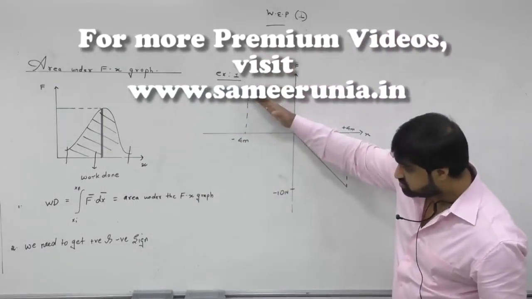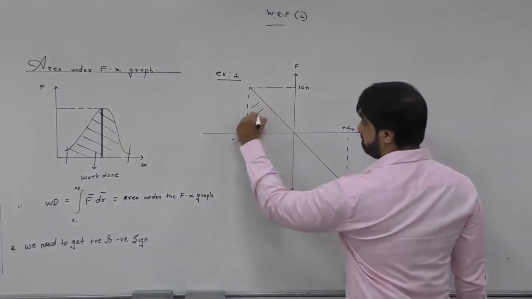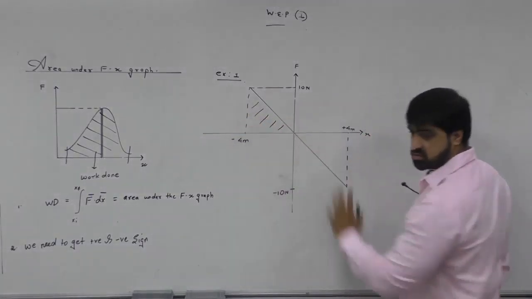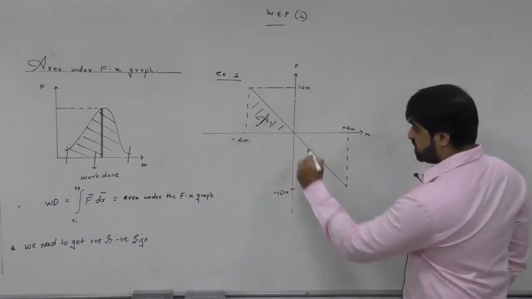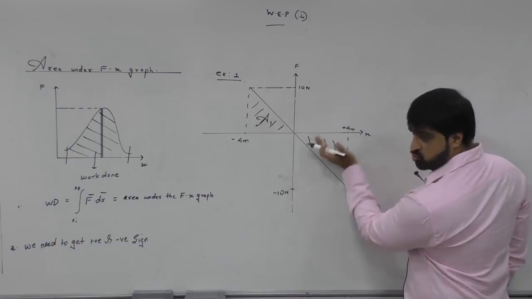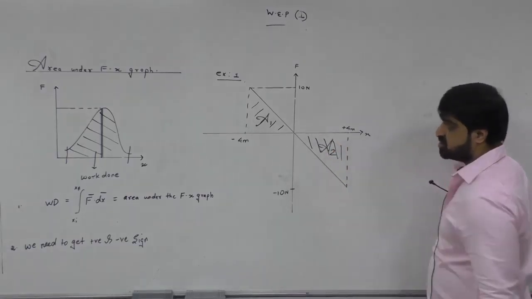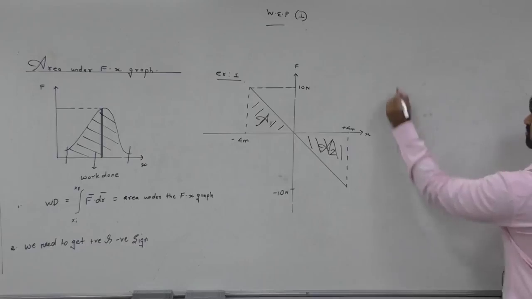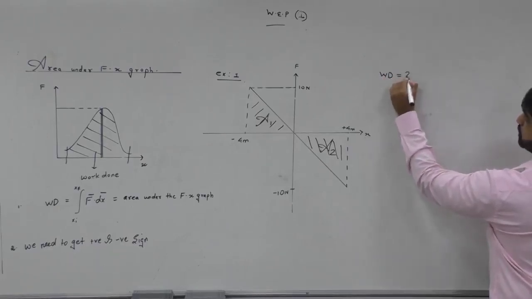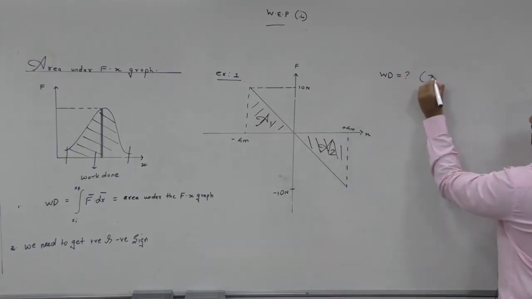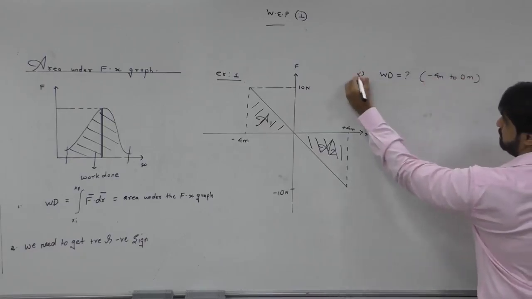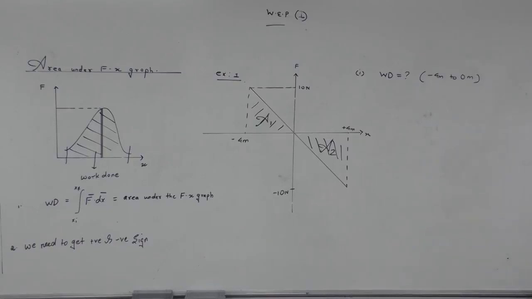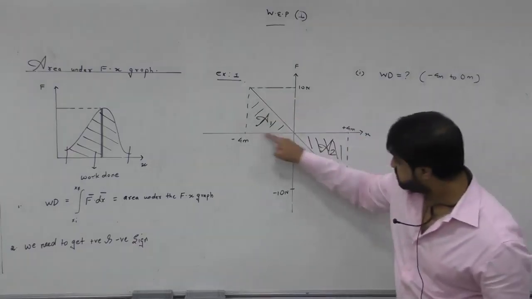This area will be which area? It will be this area, which is made with the x-axis. Can I say this is area 1? And this will be area 2, which is made with the x-axis. Now if they tell you in the question to find the work done from minus 4 meter to 0 meter, the first case, in this area I need.